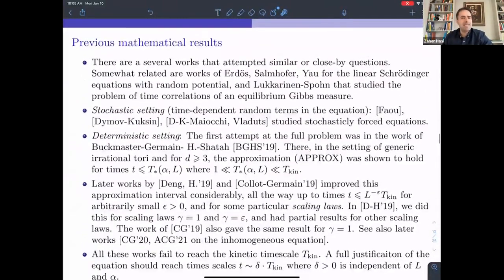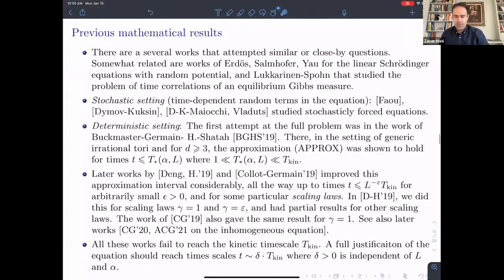Okay, so let us get to discuss the mathematical results on this derivation of the wave kinetic equation, or justifying this kinetic approximation. There are several works that attempted similar and close-by problems, which were an inspiration to the developments that came afterwards. Most notably, there's the work of Erdős, Schlein, and Yau in the case of the linear Schrödinger equation with a random potential. And another very inspiring work, to us at least, was the work of Lukkarinen and Spohn that studied the problem of time correlations of an equilibrium Gibbs measure.